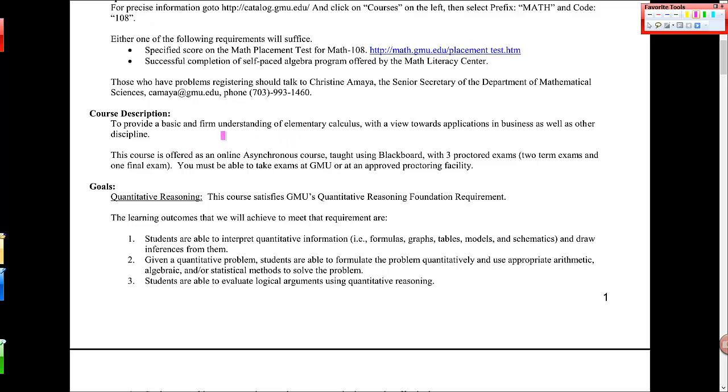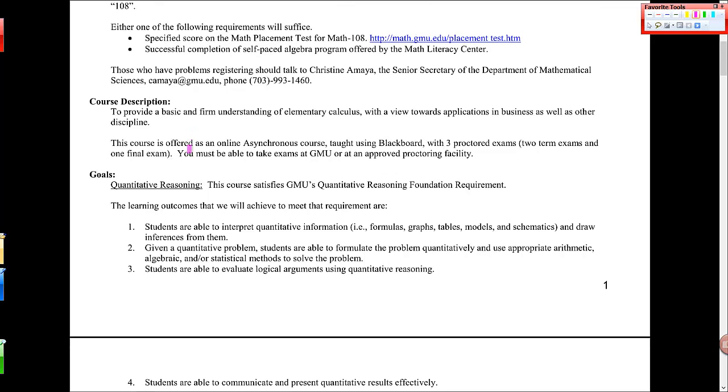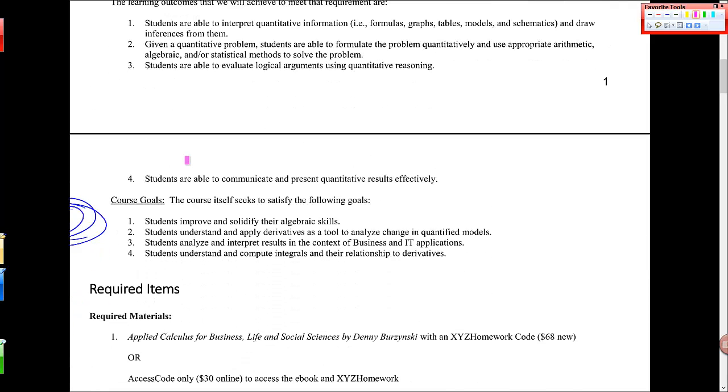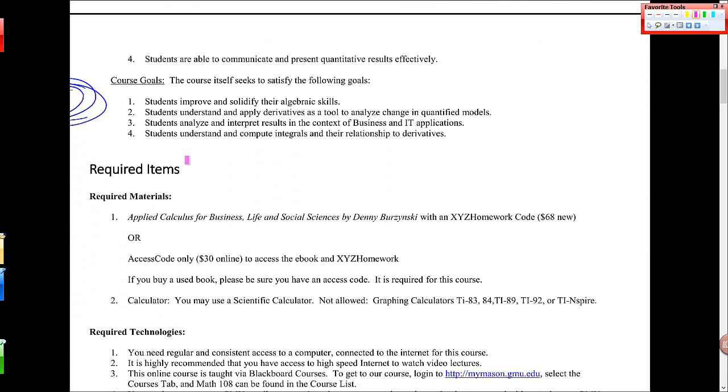The course is an online course. It's asynchronous, which means all of the videos and all of the work you can do on your own time, although there are deadlines in the class. Okay? You have to either come to campus, or if you're far enough away from campus, you can go to another proctoring facility for exams. I give proctored exams in this course. Oh, here's the rest of my circles.